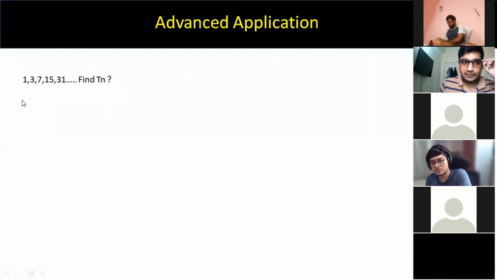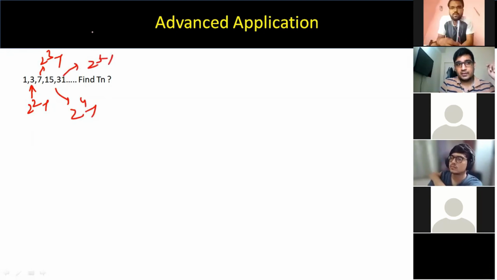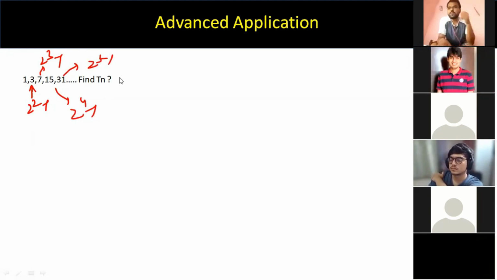So yes, answer is one thing is if you can directly visualize 3, 7, 15, click ho jana chahiye. This is 3 is nothing but 4 minus 1, which is 2 square minus 1. This is 2 cube minus 1. This is 2 to the power 4 minus 1. This is 2 to the power 5 minus 1, and so on and so forth. Right? Which means Tn is nothing but 2 to the power n minus 1.